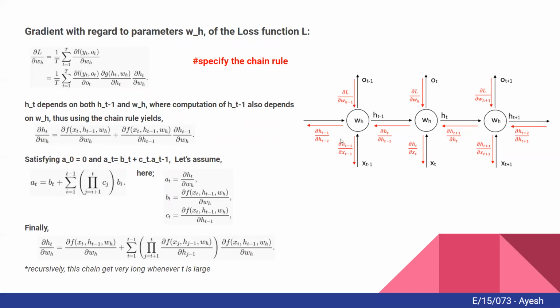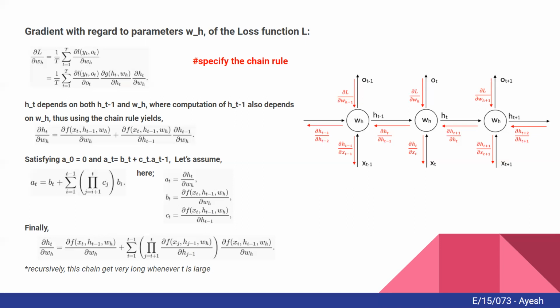So the gradient can be obtained by dL over dWh, and as we explained earlier, it is divided by the time, and then we apply the chain rule for this function. dOt is added to the two sides and dht to the two sides. After applying the chain rule, it gives that ht depends on both ht minus 1, which is the previous state, and Wh, which is the weight, and the computation of ht minus 1 also depends on the weight.